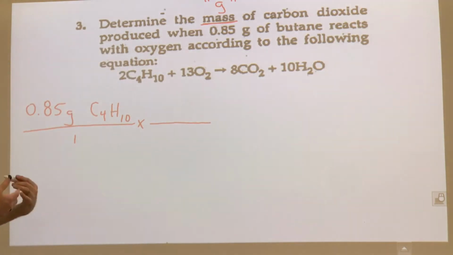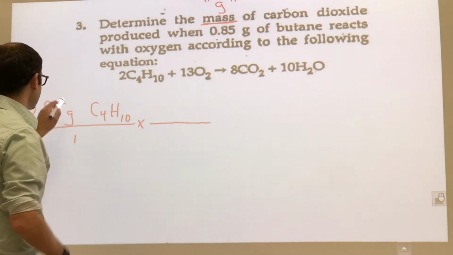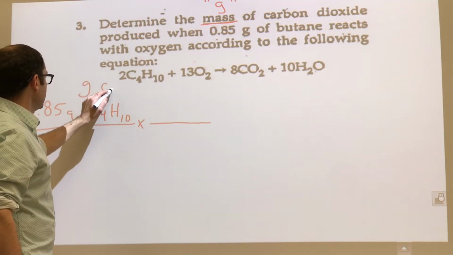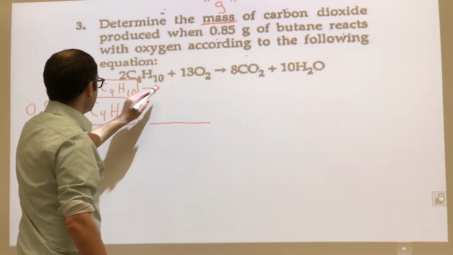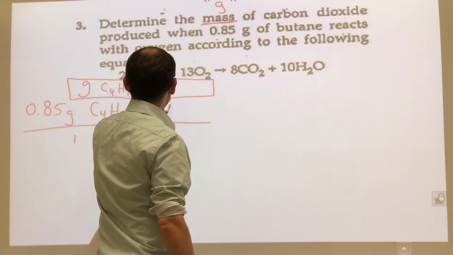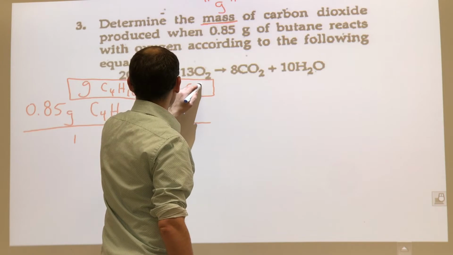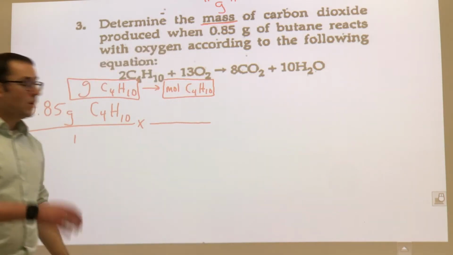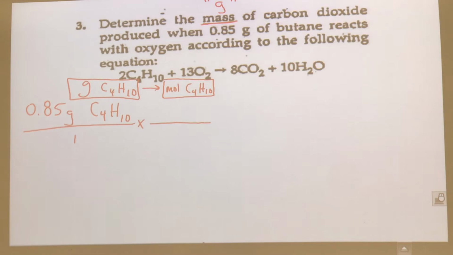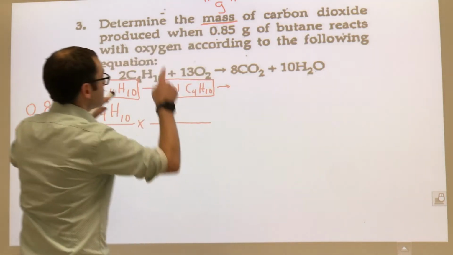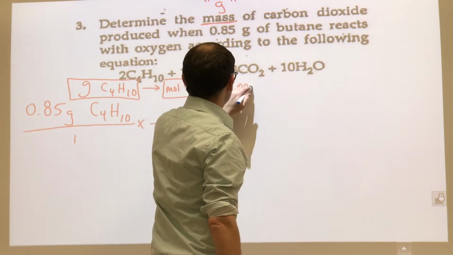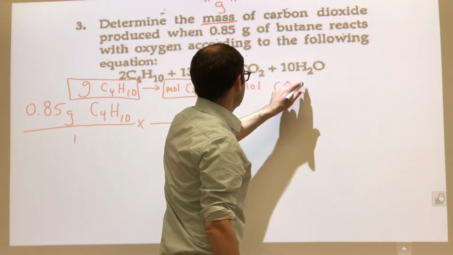Okay, what do you think our first step is here? What are we going to convert this into? So right here we have grams, C4H10. What are we going to convert that into first? Yeah, moles. Moles of what? The same thing, yeah, C4H10. Once it's in moles of C4H10, then what can we convert it into? Not grams, Scotty? Moles of, yeah, what it's looking for, the carbon dioxide.